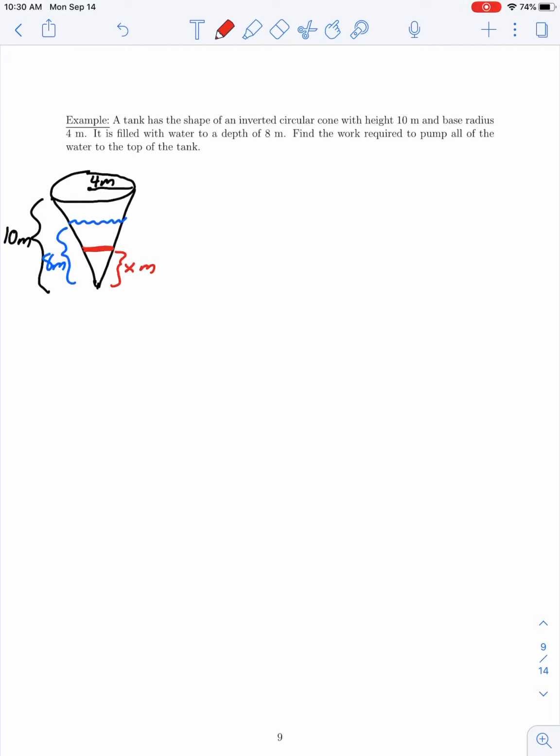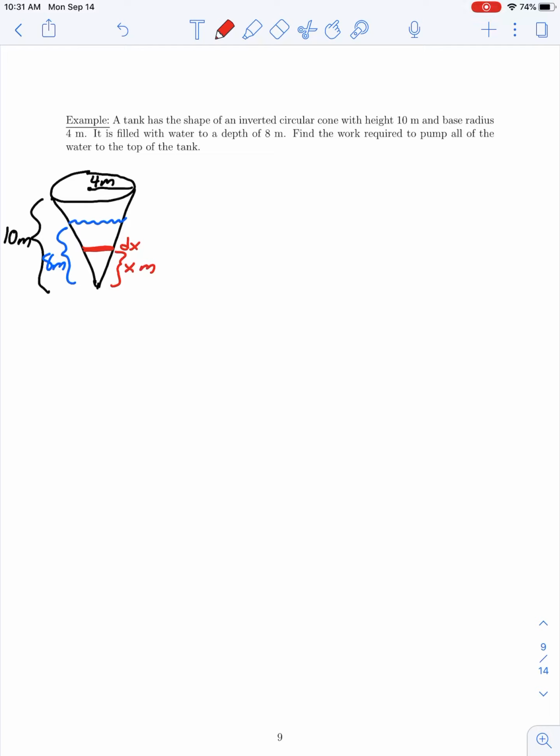And we're curious, and let's call the depth of this slab dx, and we want to calculate the work required to lift that one slice to the top of the tank. And if we can find that, then we can determine how much work is required to pump all of this fluid to the top of the tank.